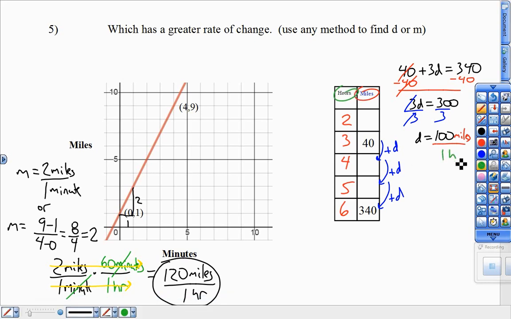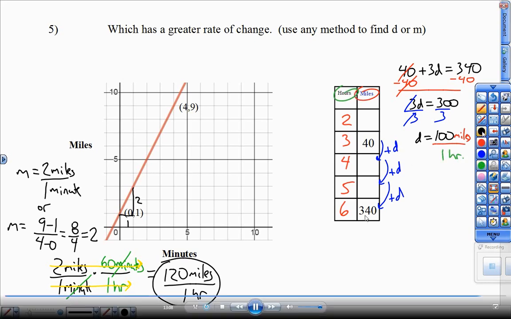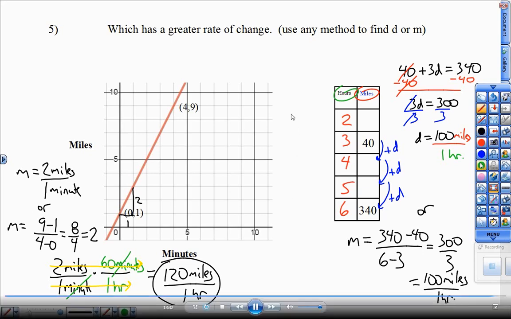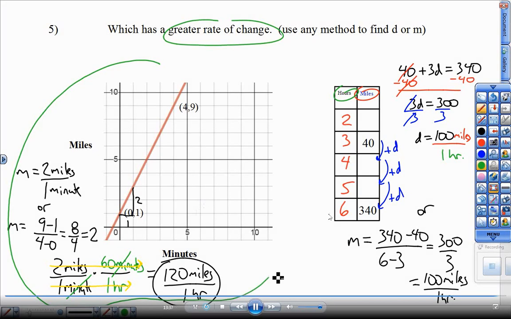Or I, of course, could have got that by subtracting 340 minus 40 to represent my y terms. 340 minus 40 divided by 6 minus 3, subtracting my x terms, gives me the same 300 divided by 3, which gives me the same 100 miles per hour. So you could see this graph has a faster or a greater rate of change. It would be steeper than this one. This line would be less steep.